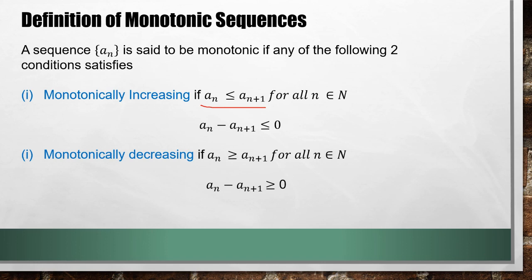Now we can verify this inequality if we are able to show that a_n minus a_(n+1) is less than or equal to 0 holds. On the other hand, if the term a_n is greater than or equal to its next term a_(n+1) for all n element of natural numbers, then the sequence is monotonically decreasing. Again, we can verify this inequality if we are able to show that a_n minus a_(n+1) is greater than or equal to 0 holds.